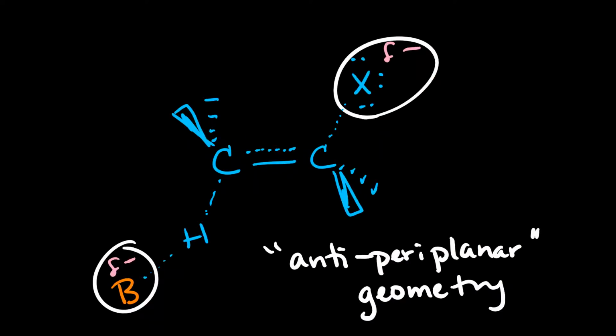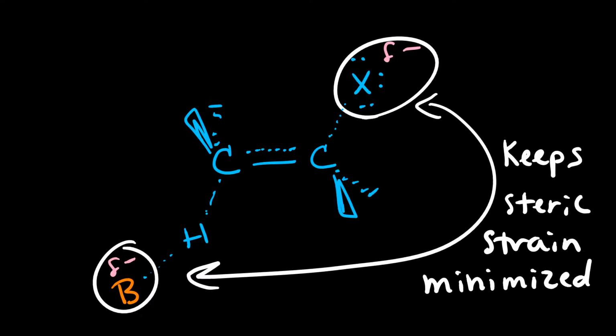Finally, we need to take a look at the stereochemistry of the E2 reaction. Remember that we looked at a picture of the transition state, and it was noted that the E2 reaction required what's called an anti-periplanar geometry between the leaving group and the base that's abstracting the proton. The reason for this is that it keeps the steric strain between the leaving group and the incoming base to a minimum. In many cases, it's not going to matter that you have to have anti-periplanar geometry.